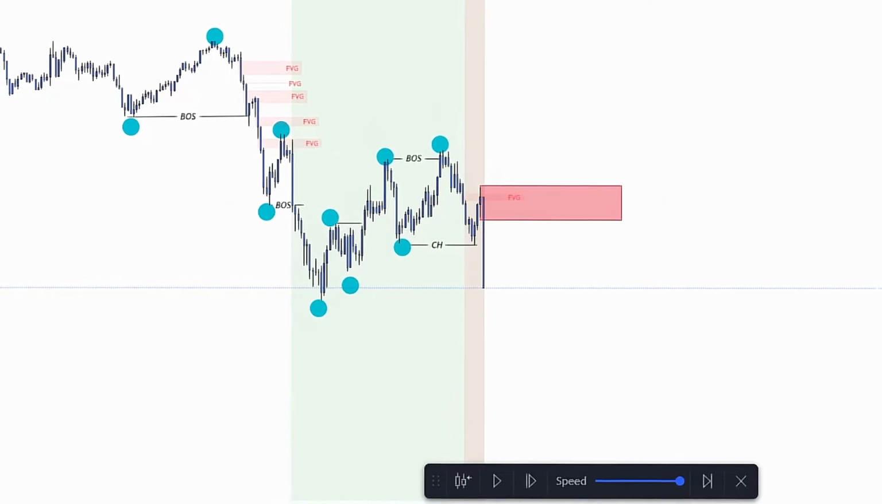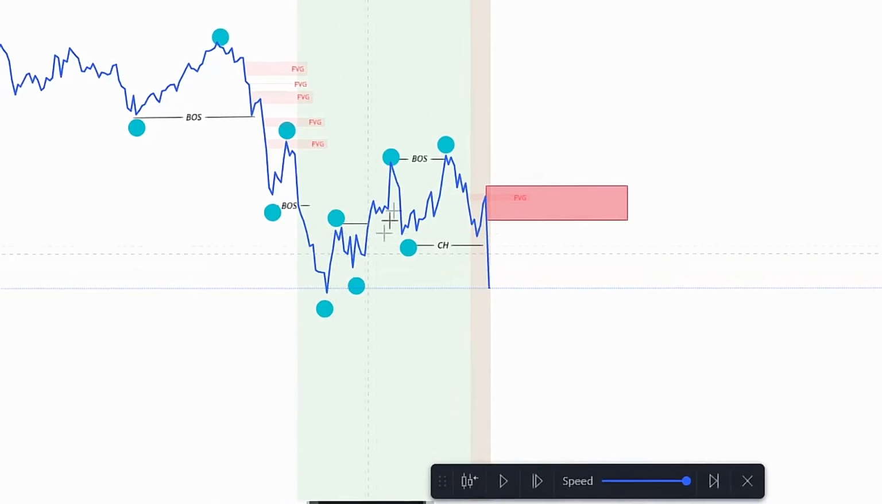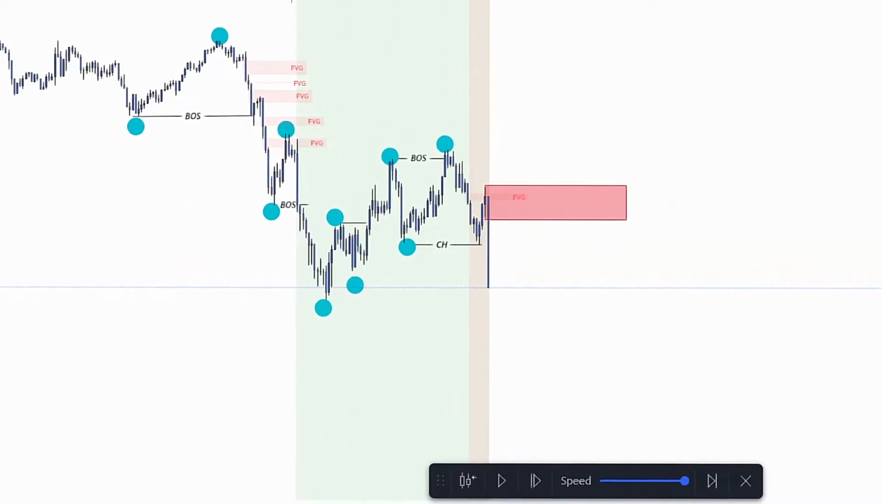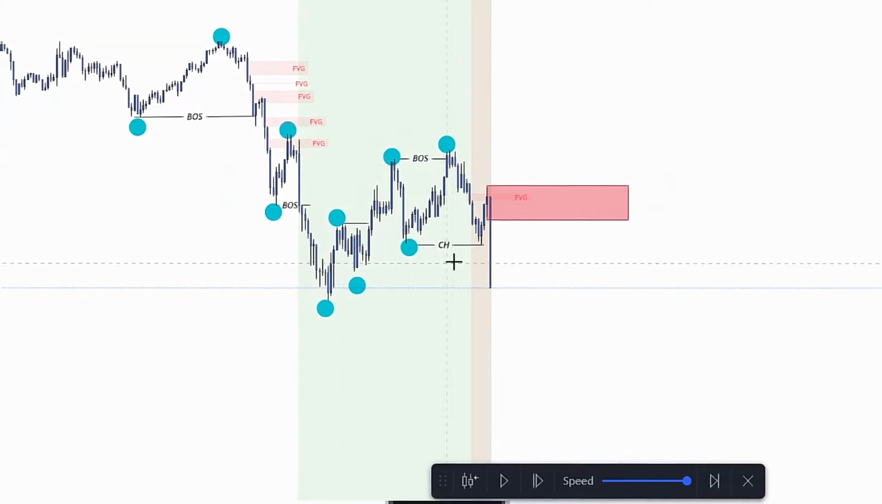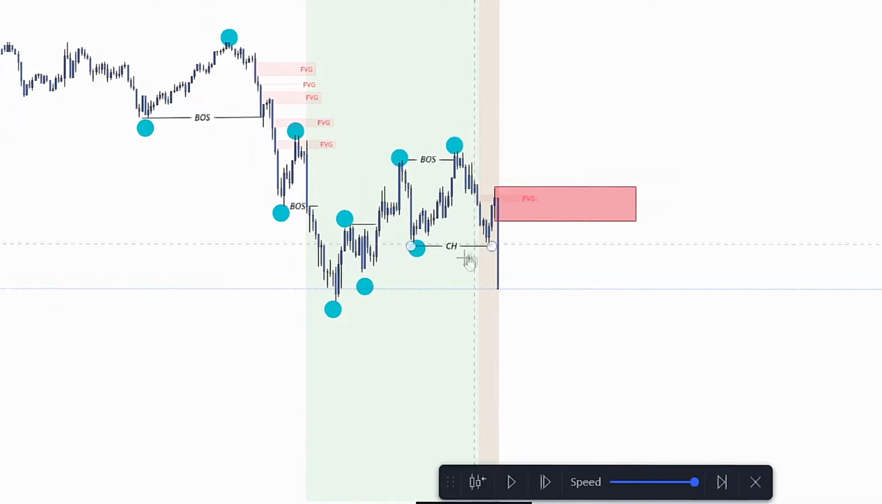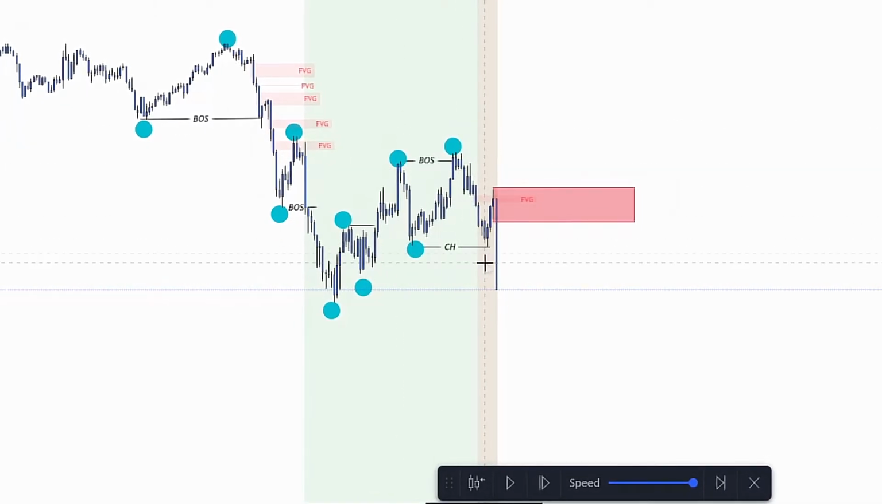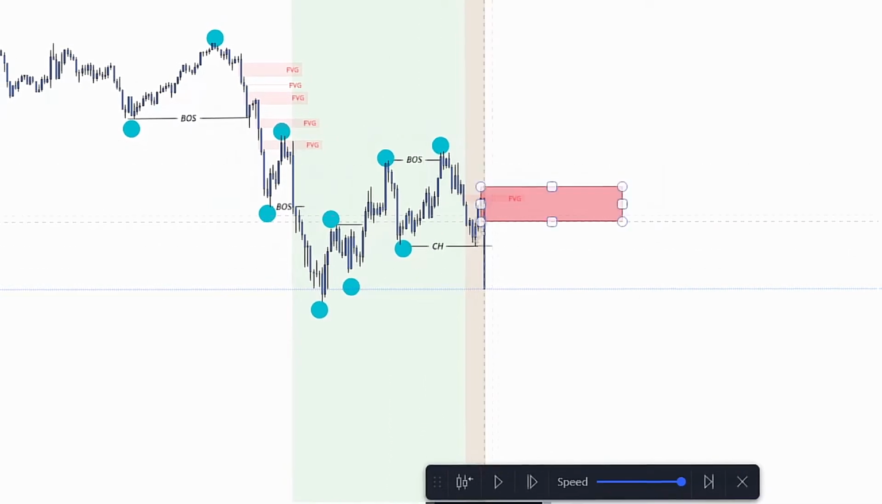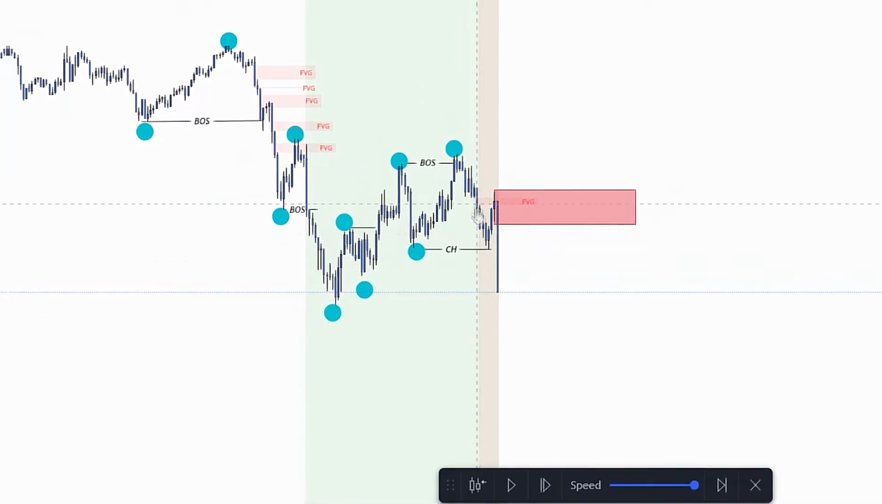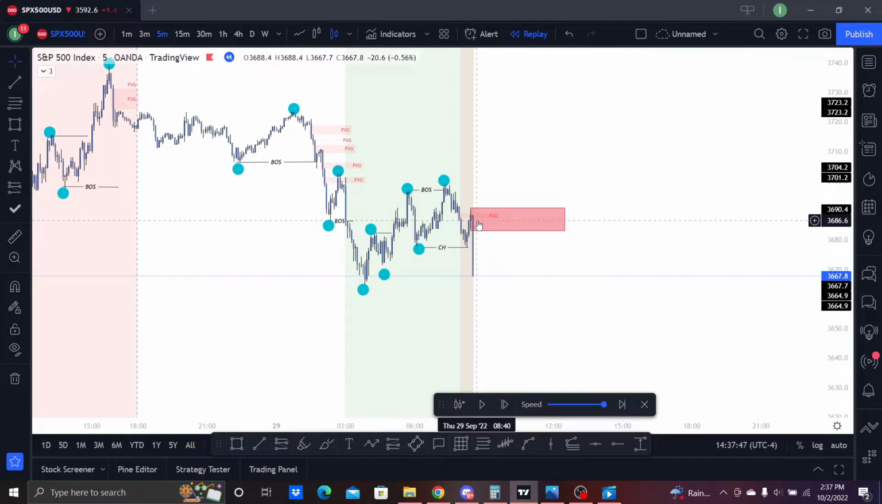As you can see, we did have minor breaks of structure right here to the upside, but because the major trend was actually bearish, this was just a small retracement. We had this change of character right here, signaling to us that the trend was starting to shift back bearish. So I had marked out the zone.